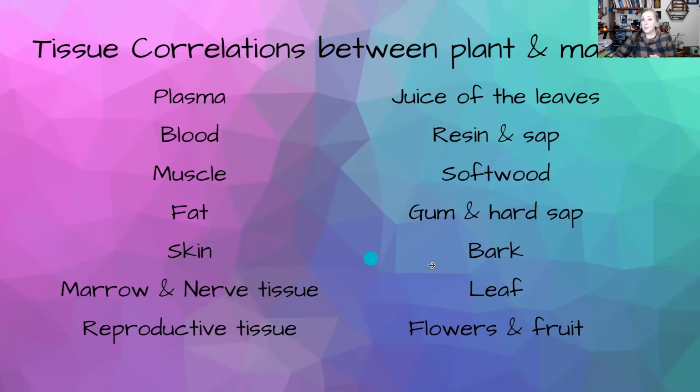Skin, we could look to the bark of a tree: bark, skin, outer layer, right? The marrow and nerve tissue, we look to the leaf. And reproductive tissues, we look to the flowers and the fruit.